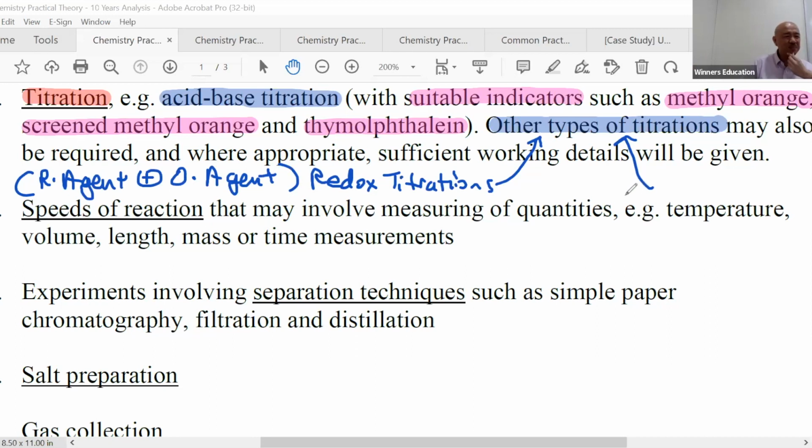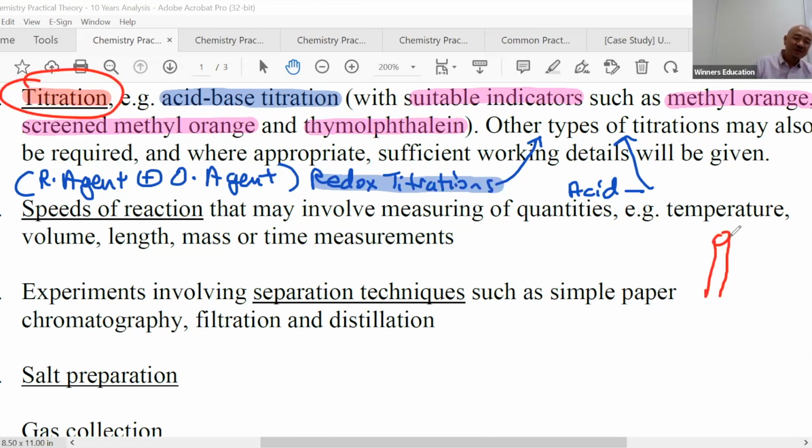So besides acid-base and redox, what others do I have? What else could it be? Anyone? Now remember titration, I need what? First, let's appreciate the word titration. It's always back to the theory. Titration always has this burette setup here.